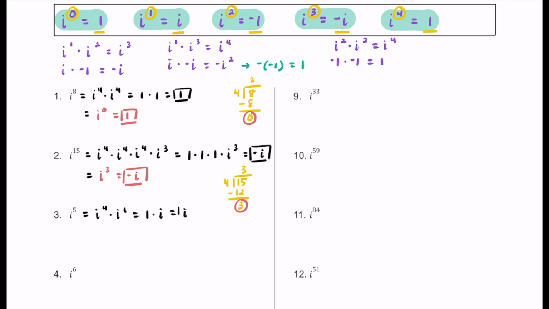Okay, now i to the 4th power is equal to 1, and this is really just 1 times i, which is equal to i. Now another way we can think about this again is take that 5, which is the power, and then divide it by 4. 4 fits into 5 one time. 1 times 4 is 4, and you get a remainder of 1. So this remainder of 1 is really telling us what the power is if you simplify this. So it's going to be i to the 1st power, which is just equal to i. So you can see either way we do this, we get the same answer. One takes a little bit less work though, instead of writing them all out, especially as the powers get bigger.